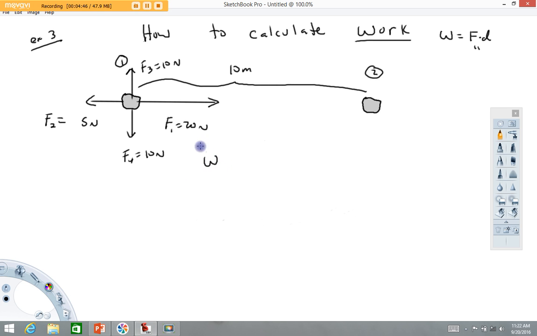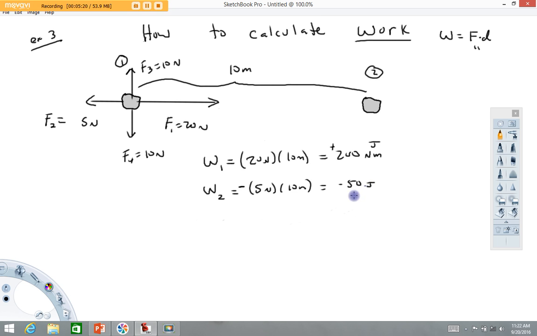So the work done by force 1, I'm going to go ahead and call that work 1. And it's the same as it was before, 20 newtons times 10 meters, 200 Newton meter or 200 joules, either one. And again, that work is positive because the force is in the direction of motion. Work done by force 2 is the same as it was before. 5 newtons times 10 meters, except that work term is negative because the force is to the left and the object's moving to the right. That ends up being minus 50 joules.